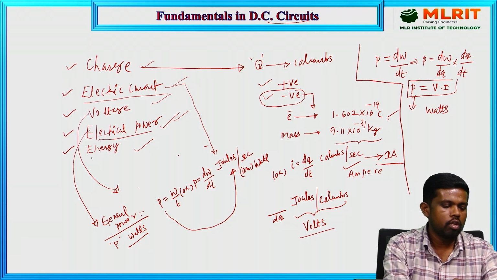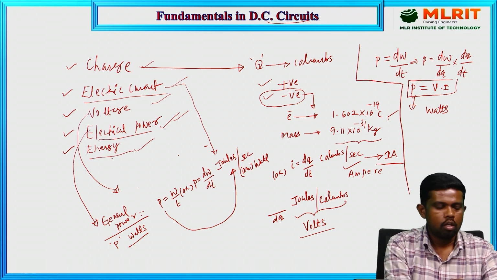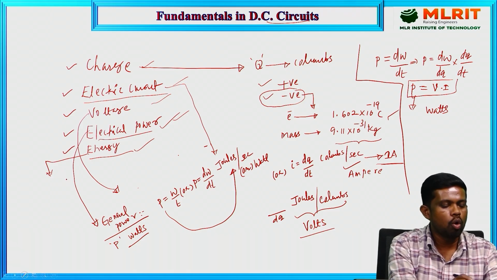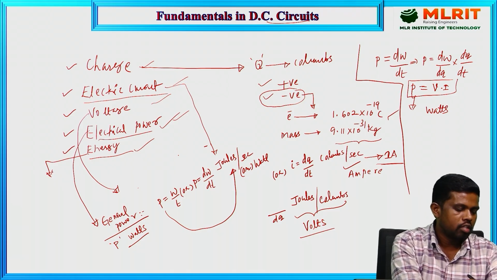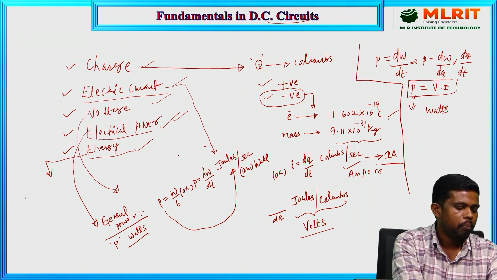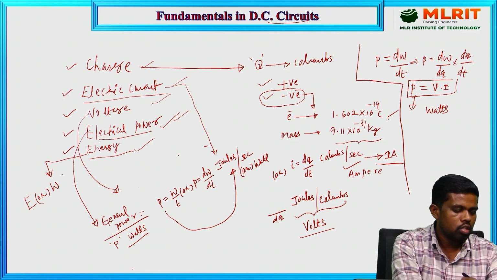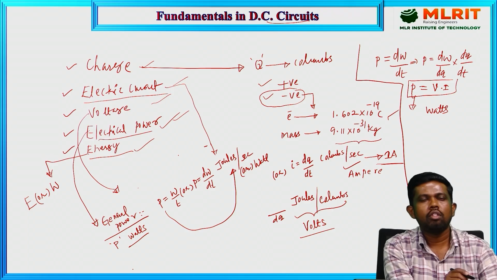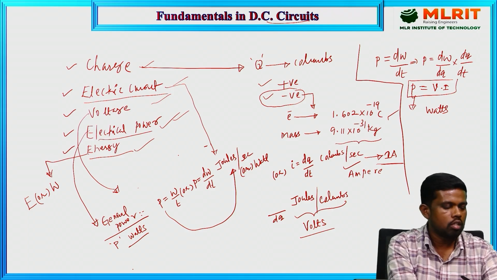Next we need to discuss energy. Energy is the capacity or ability to do work. We can represent energy in terms of capital E or W. So energy is nothing but the ability or the capacity to do work, and we can represent it as either E or capital W.